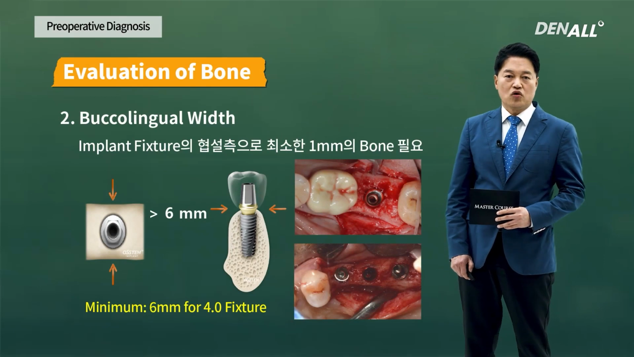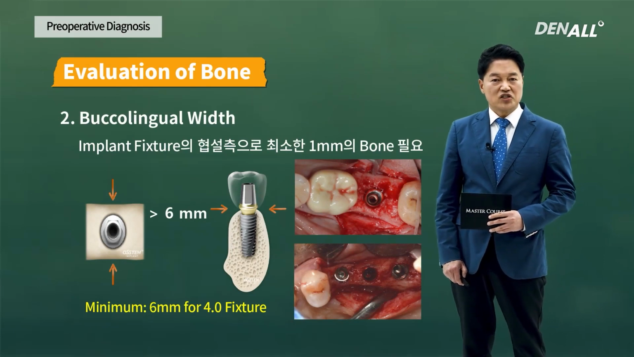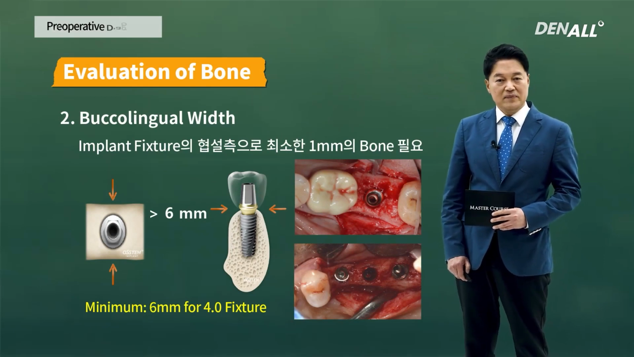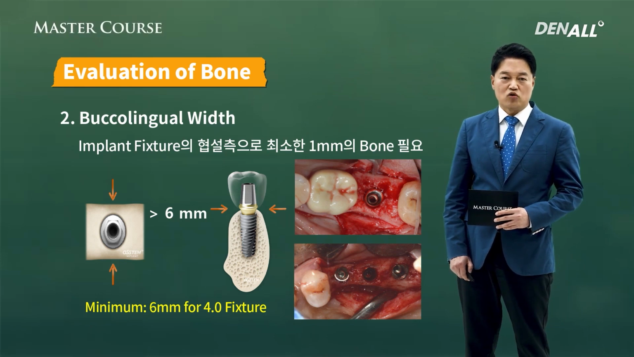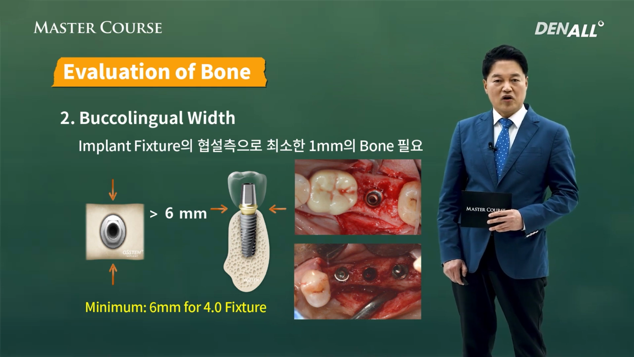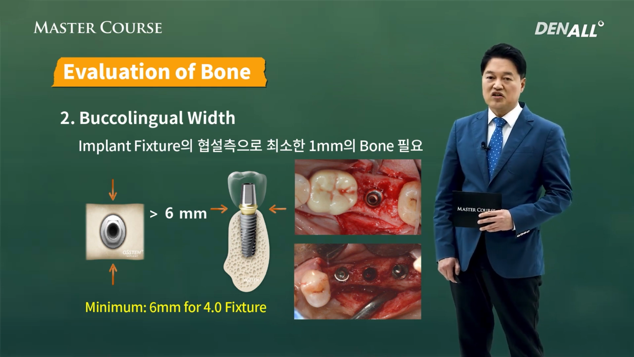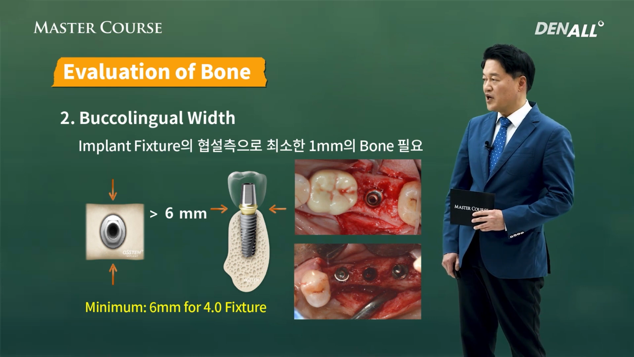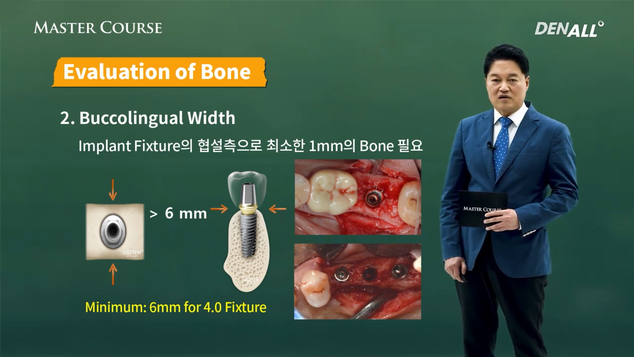Second is buccolingual width. There needs to be at least 1 millimeter of bone buccolingually to the implant fixture. If you use a regular 4 millimeter diameter fixture, you need 1 millimeter on both sides, so a total of 6 millimeters of buccolingual width is necessary. If there's sufficient bone width, you can place the fixture that you want without any problem.